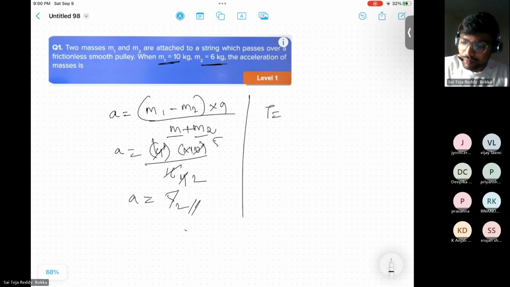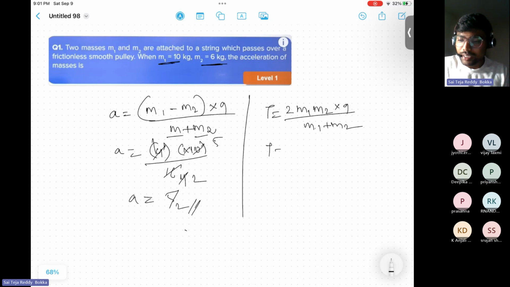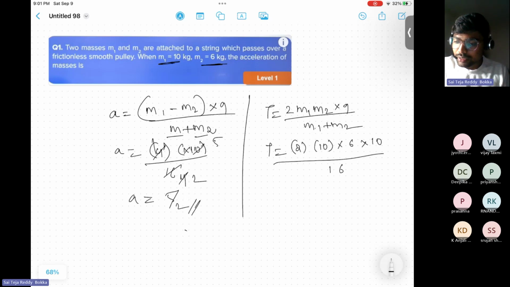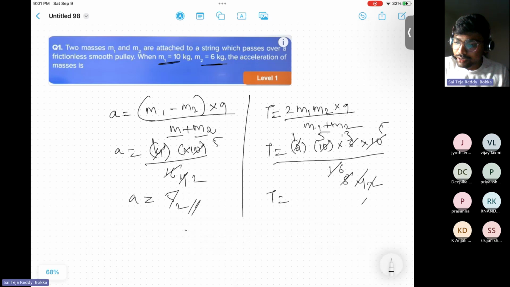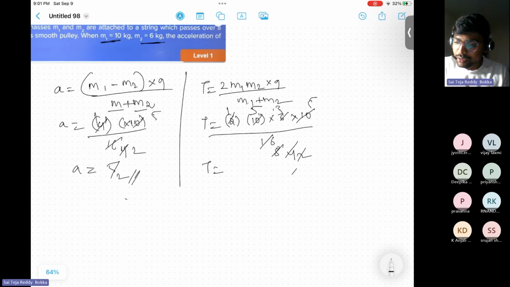And what is your tension? Tension T is equal to 2 m1 m2 into g by m1 plus m2. What is your tension acting in the spring now? 2 into 10 into 6 into 10 by 16. So T is equal to 1s and 8s, 4s, 5s, 3s, 1s, 5s. So it's 5 into 3, 15. 15 threes is... I'm getting 30, right? Sir, 30, yes.